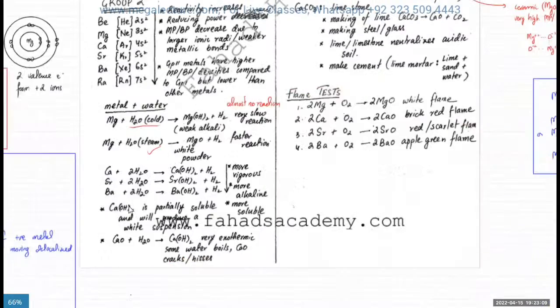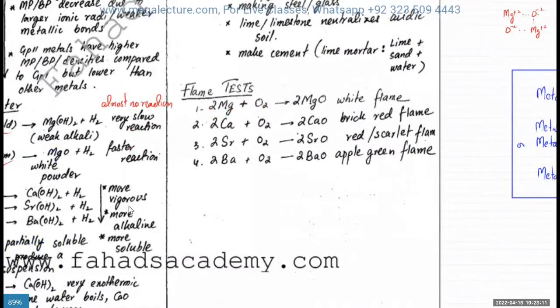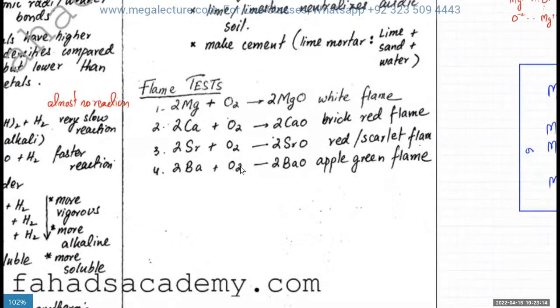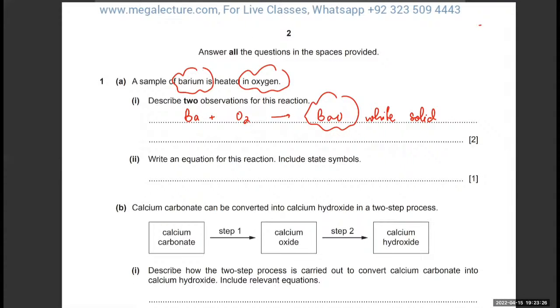And for group 2 as well, you should know the flame test. Apple green is the color of the flame when barium reacts with oxygen. Scarlet red flame is strontium. Brick red is calcium, and white for magnesium. So remember your flame test. So in this case, the other observation is going to be an apple green flame.